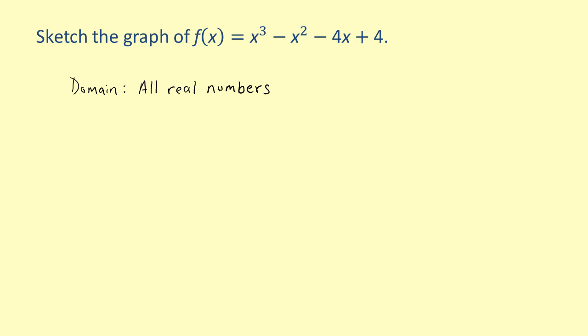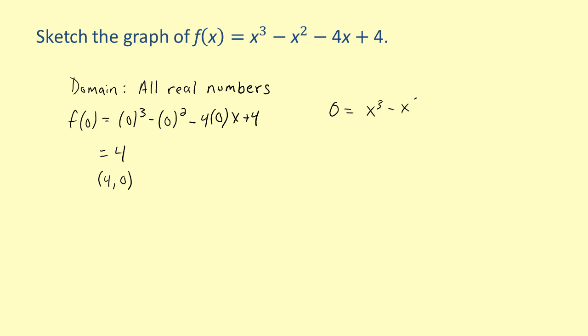Next, let's determine the x and y intercepts. The y-intercept occurs when x equals 0, so let's evaluate the function at 0. Simplifying, we get f of 0 is equal to 4. So the y-intercept is (0, 4). Now let's look at the x-intercepts by setting the function equal to 0 and solving for x.